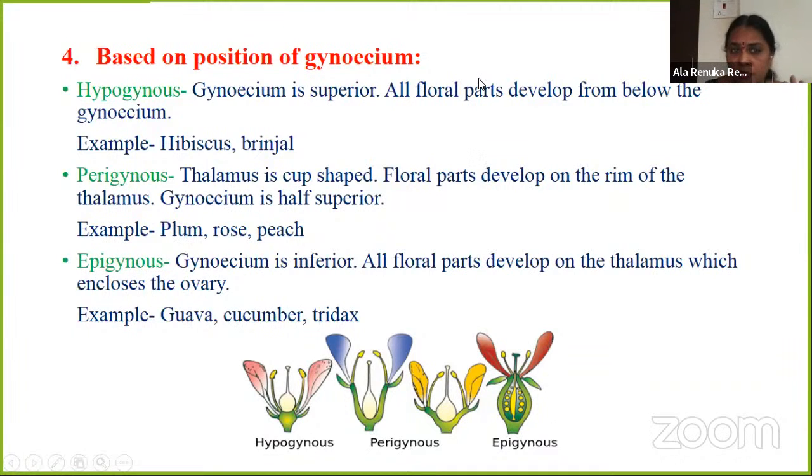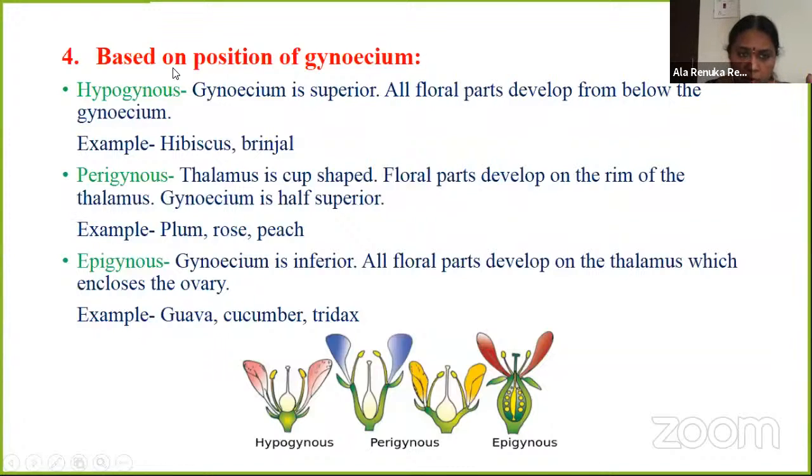Very important question for 4 marks. Often it is asked. So this time, as your syllabus is reduced from 100% to 70%, you all concentrate on the syllabus which is present and on the important questions which are stressed on. So, a very important 4 marks question. They ask: different types of flowers based on the position of the gynoecium. Okay, 3 types: hypogynous condition, perigynous and epigynous.